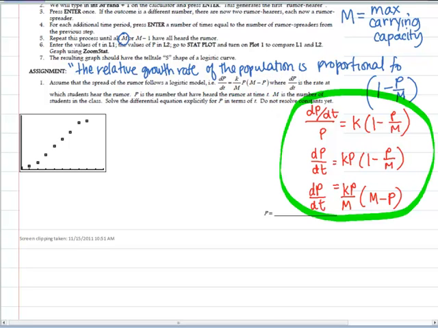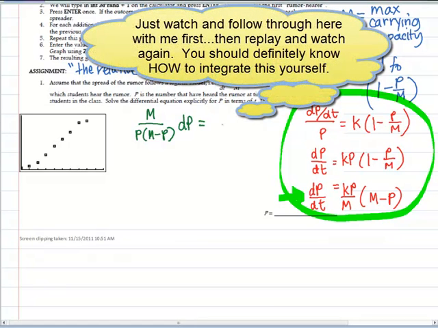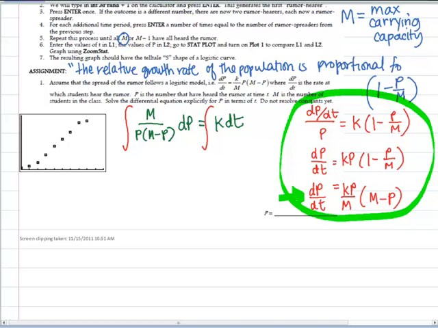Now we are going to solve this differential equation, using this third form down here on the bottom. If I separate the variables, I'm going to have M over P times (M minus P) dP equals K dt. Notice how I left the K on the right-hand side and moved everything else over. Now we will integrate, and the right-hand side integral is pretty easy. I'm just going to get kt plus c. So now I really need to work on the left-hand side.